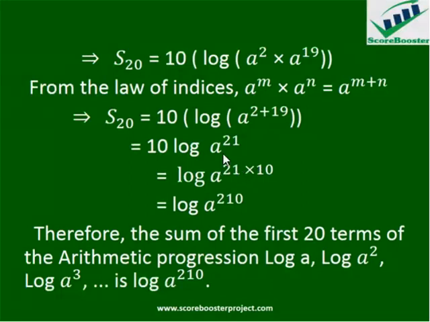If you have log of a raised to the power 21, raised to the power 10, it is the same thing as writing a raised to the power 21 multiplied by 10. And 21 multiplied by 10 will give 210, which is now log a raised to the power 210. So the sum of the first 20 terms of an arithmetic progression that has its first term to be log a, its second term to be log a squared, its third term to be log a cubed, will be log a raised to the power 210.